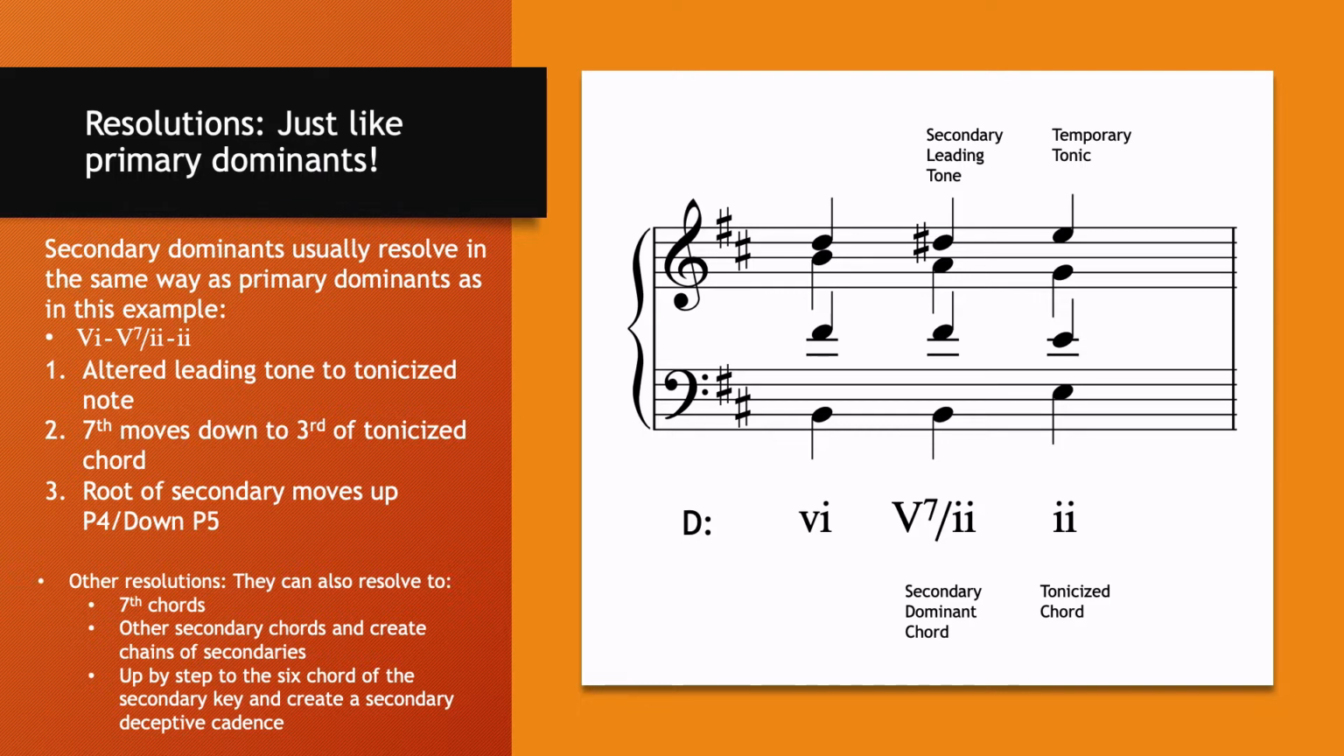So we have an altered leading tone, which goes to our tonicized note. That's a D sharp going to E. D sharp, there's our altered tone, resolving to our temporary tonic. The seventh then moves down to the third of the tonicized chord. And this is just like any seventh moving down. The root of the secondary moves up by 4 or down by 5. Same thing as usual, circle progression motion, or the motion of an authentic cadence.